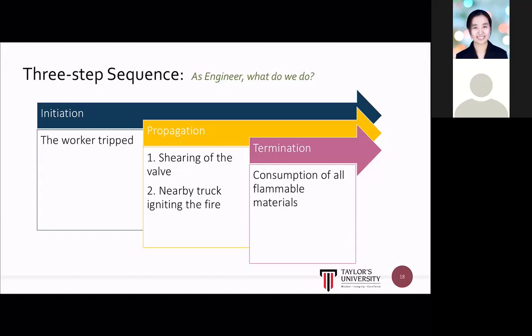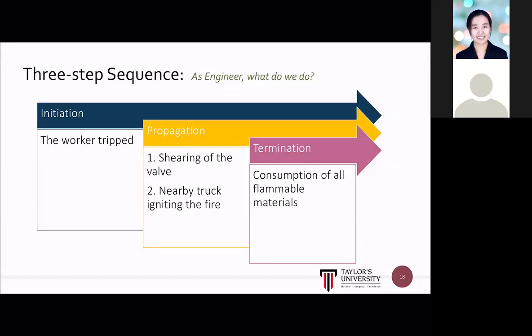But if there's no truck and someone's smoking there, the fire will still happen. So it really depends on what propagates the fire. And the termination step is where it consumes all flammable material because the fire was so huge. And I believe at that time in 1969, there wasn't enough equipment to pull off such a fire.